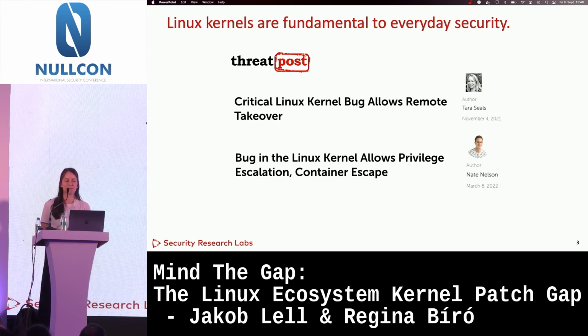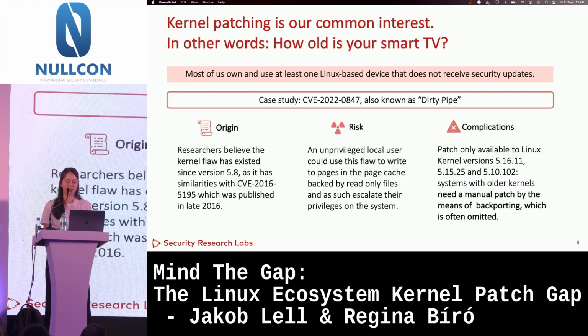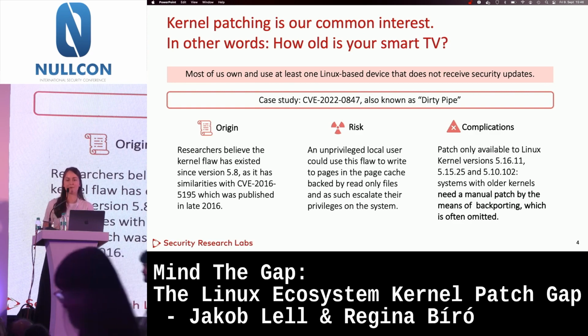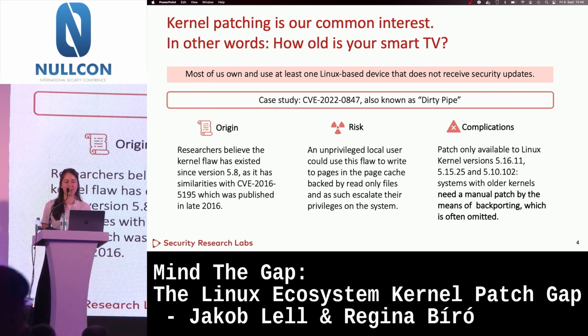The main reason is because critical Linux kernel vulnerabilities are happening. They are being published every once in a while. For example, there was one privilege escalation vulnerability in March this year, and also a critical remote takeover vulnerability last November. Let's continue with the second vulnerability as an example, and ask a warm-up question: how old is your smart TV?